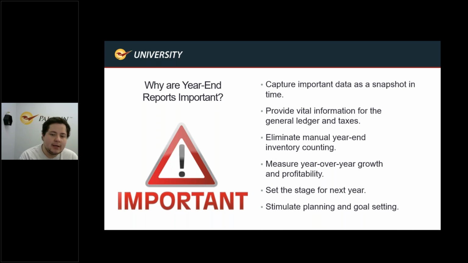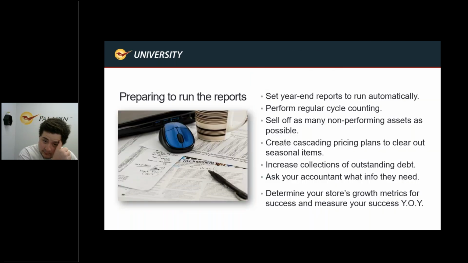Next thing we'll do is measure our year-over-year growth and profitability. And the biggest thing is just setting the stage for next year, right? This is a lot of planning and looking at what went good and what went bad for this year, so we can improve on next year. And again, stimulate goal setting, because that's going to be a huge part of moving into next year, even though it's kind of hard with how crazy everything is to predict what's going to happen.